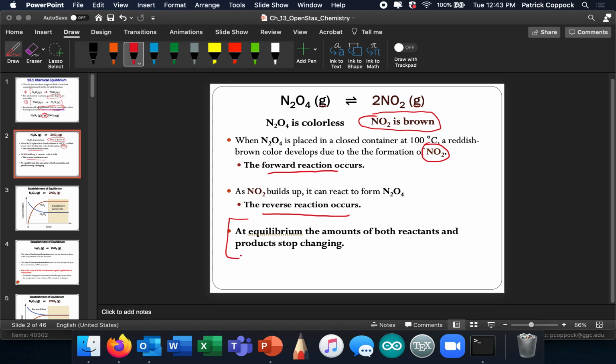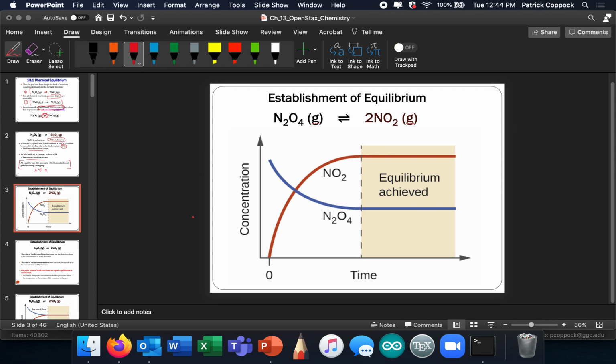At equilibrium, the amount of reactants and products stops changing. The actual amount stops changing at equilibrium. That is, if we have A in equilibrium with B, at equilibrium, the amount of A doesn't change anymore. We would say it's constant, right? The amount is constant. So let's look at this as a graph.